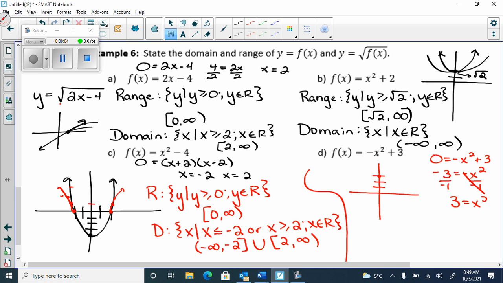3 equals x squared, square root. If you take square root, you get plus or minus. So x equals plus or minus root 3, which is 1.773. Not the most accurate graph, but this is root 3, this is negative root 3, and this is 3. We agree? So my domain, what's going to happen with this graph when it's concave down?